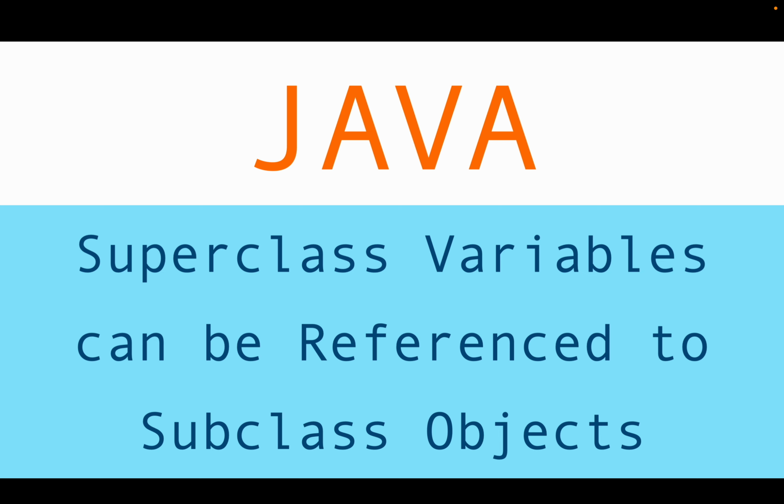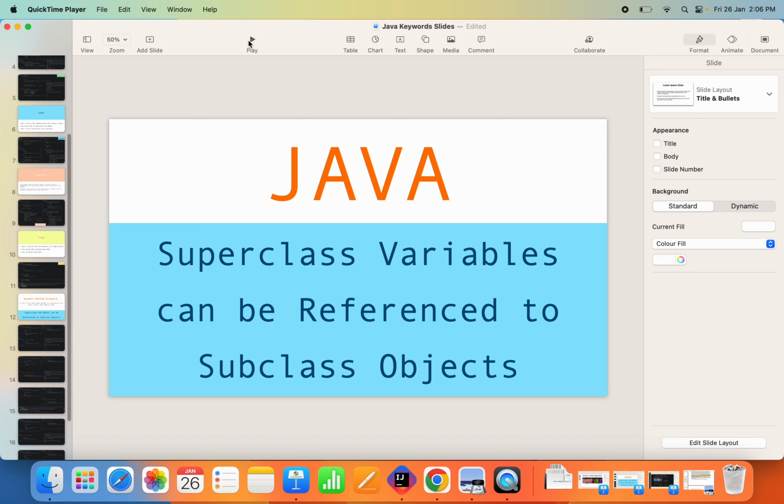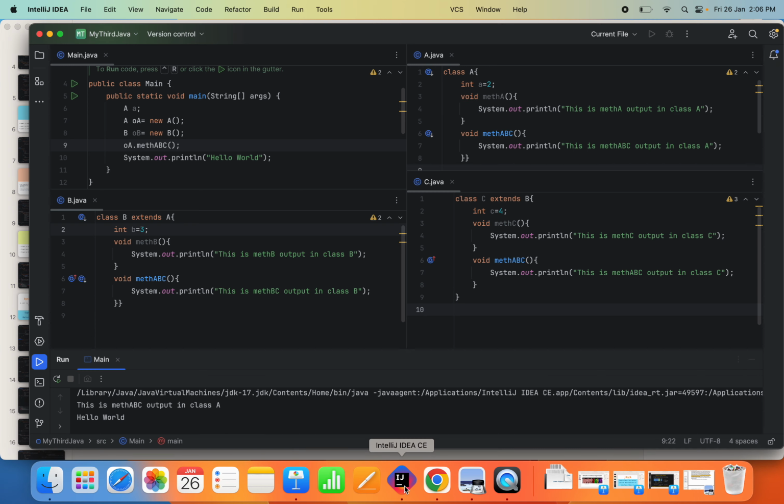So when we do such a thing, we encounter the case where we can reference a superclass variable to a subclass object, and when we do that we have many use cases of it. So let us see how we can do this with an example and see what sort of results we get when we reference a superclass variable to a subclass object. So let us directly go to the code.